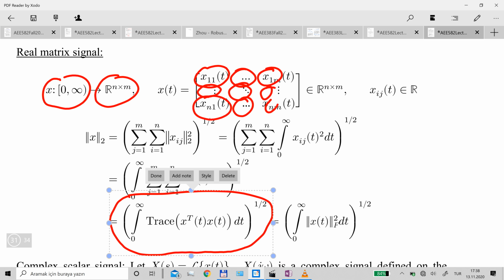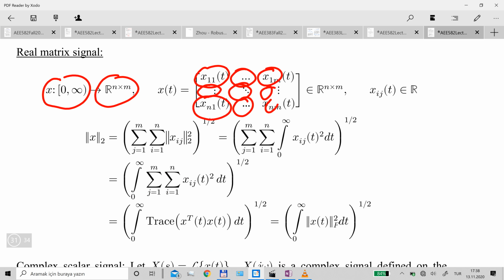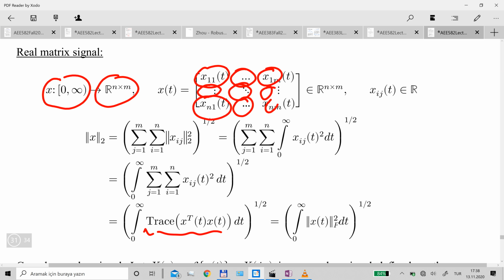Okay, and if you remember that this trace was in fact equal to the Frobenius norm of that matrix. So if you have a matrix signal, what you're doing is actually equal to finding the Frobenius norm for that matrix signal at every time instant, and then taking the integral of that in the entire time axis, and then taking the square root at the end.